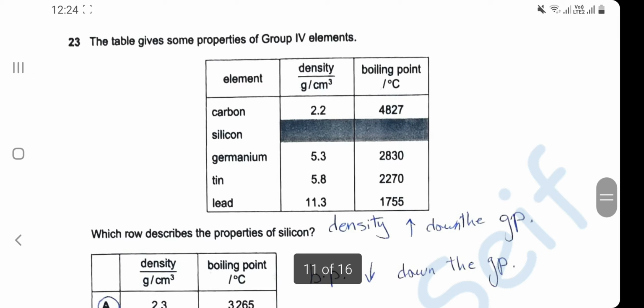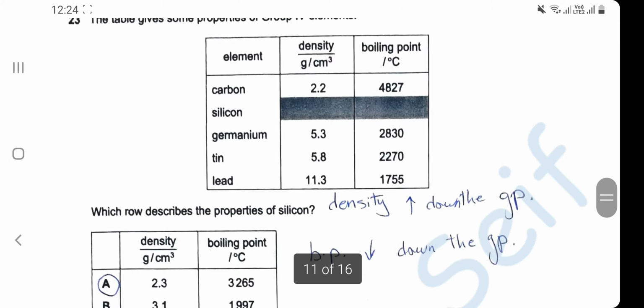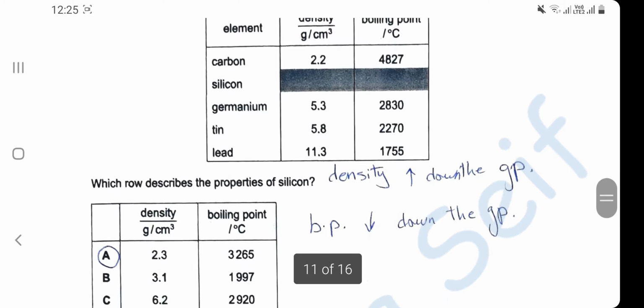Question 23. The table gives some properties of group 4 elements. Here we can see group 4: carbon, silicon, germanium, tin and lead. As we can see in the table, the density increases as we go down the group. The numbers are increased here, and the boiling point decreases as we go down the group. So when we choose the density and the boiling point of silicon, which are missing here, we have to choose numbers that go with the trend. Increase the density and decrease the boiling point.